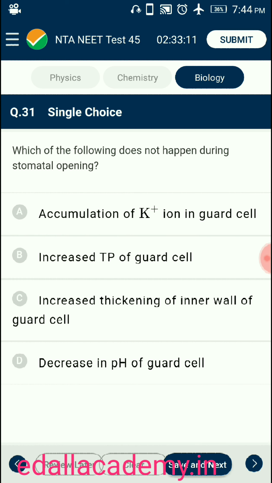Question number 31. Which of the following does not happen during stomatal opening? The cause of the opening or closing of stomata is a change in the turgidity of the guard cells. During opening, the pH of guard cells increases. PEP case becomes functional. PEP forms malic acid, which dissociates into H plus and malate ions. The K plus hydrogen pump causes accumulation of K plus in guard cells, increasing their turgor pressure. The answer is option C, increased thickening of the inner wall of guard cells.